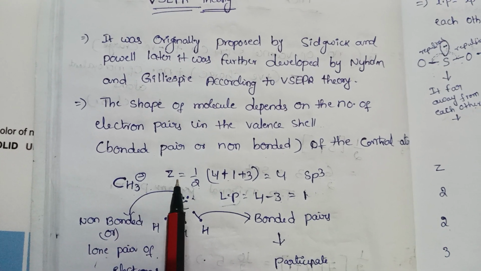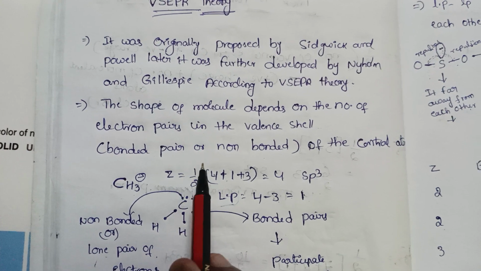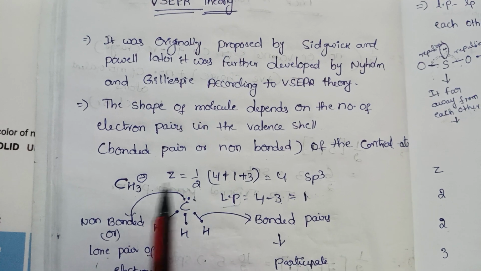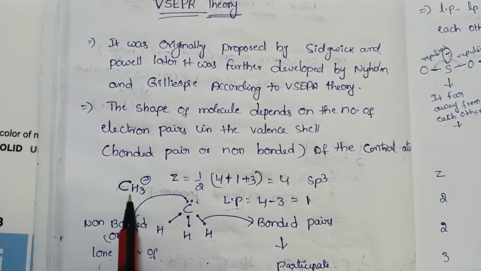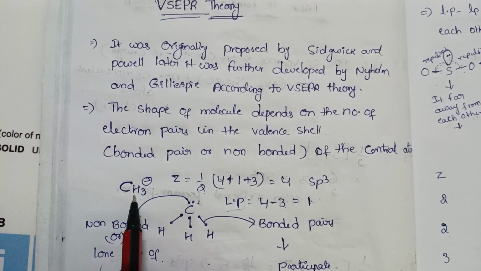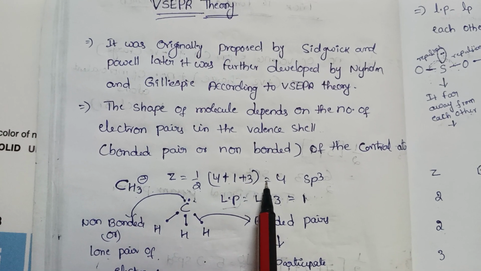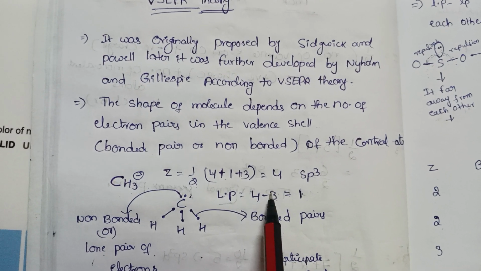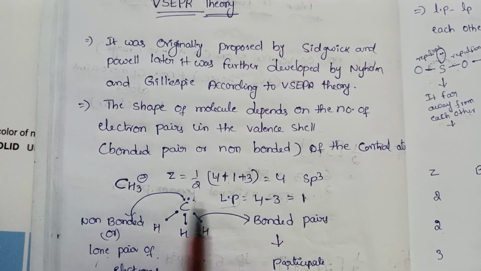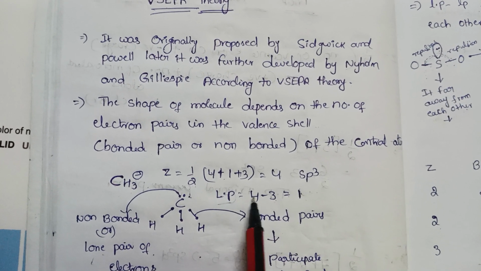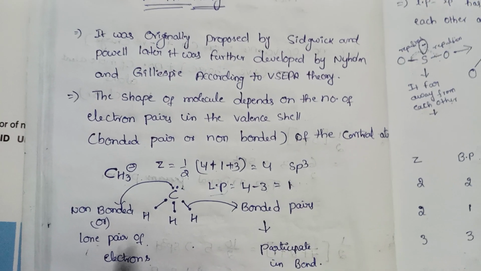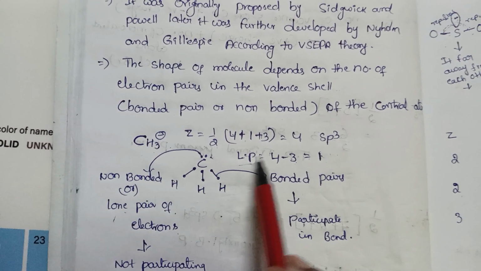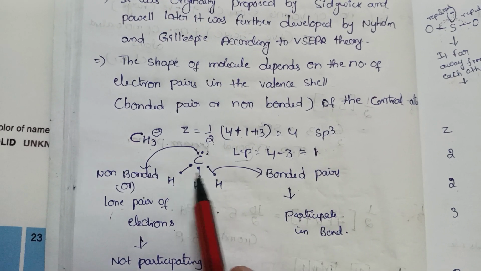Take the CH3 minus ion. Z, the hybridization, equals 1 by 2 into the 4 valence electrons present in carbon, and 1 is the charge, plus 3, the monovalent atoms surrounded by carbon, so Z equals 4, which is sp3 hybridization. Lone pairs equal the Z value 4 minus the 3 surrounded atoms, so 4 minus 3 equals 1 lone pair. Here there is 1 lone pair and 3 bond pairs.